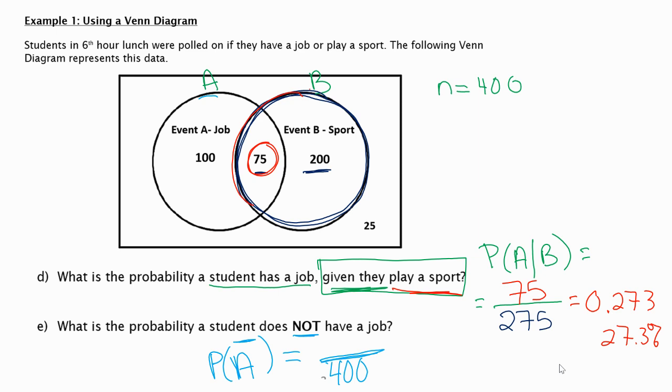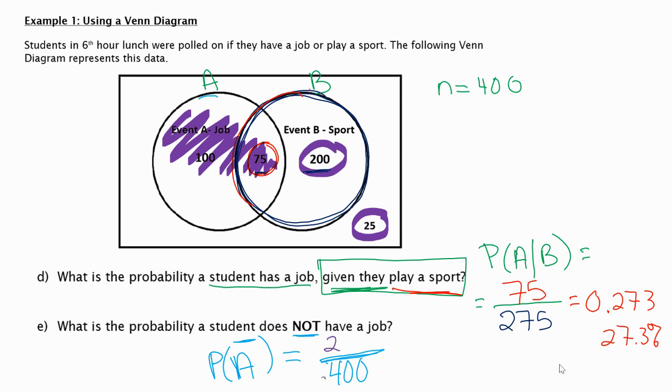When we talk about not having a job, we can do this a couple different ways, but basically we're not counting anything that falls within having a job. So we're using the 200, but this time we're also using that 25. There are 25 people that don't have a job as well. So when we add that up, we get 225. And that would be 0.563 or 56.3%.